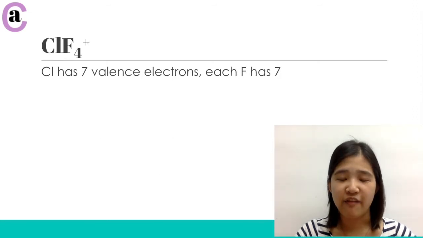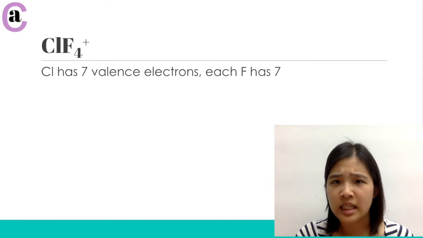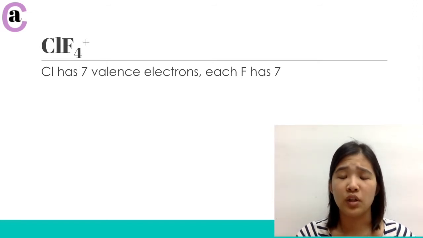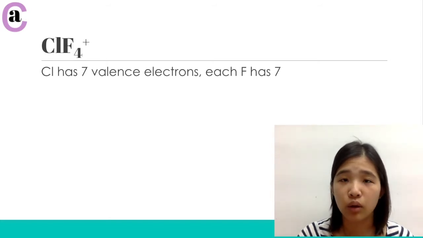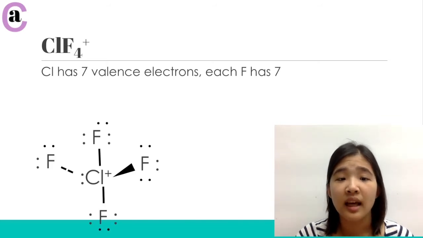It's ClF4 plus. So again, the plus or minus the charge probably gives you an indication that there's going to be a lone pair somewhere on this molecule. So when you put together what this looks like, this is actually what you get.